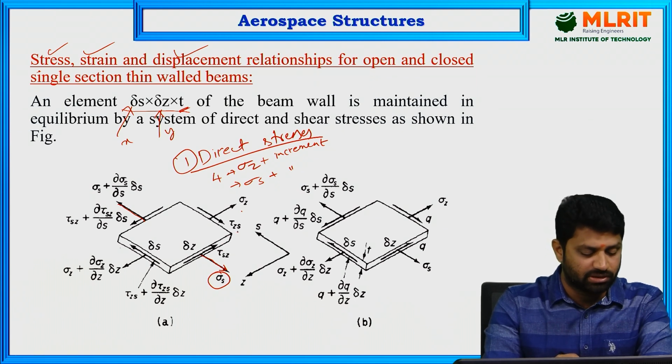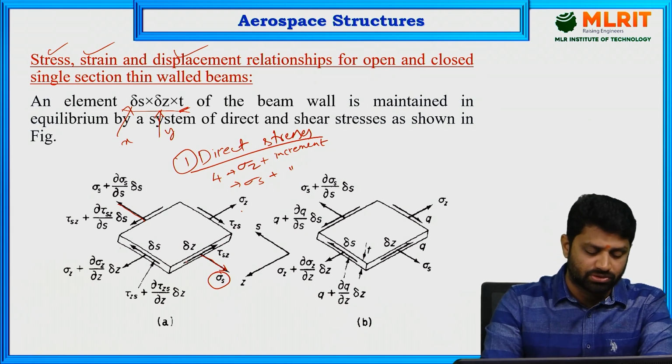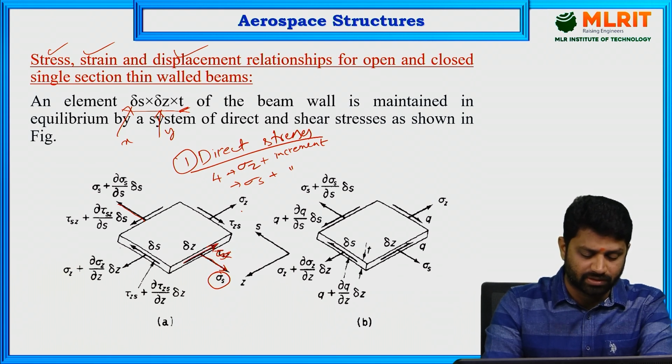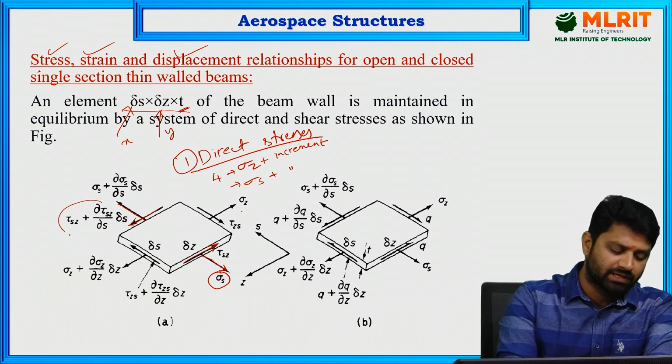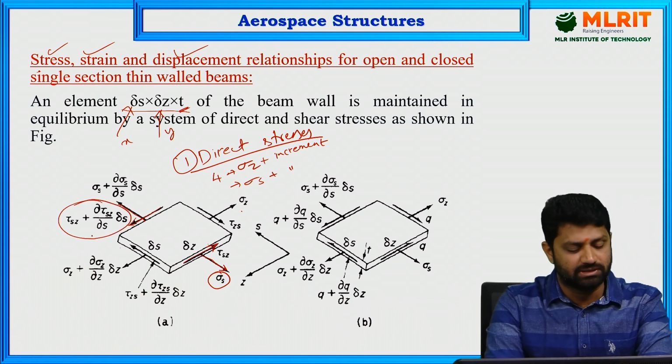Now let's try to represent the shear also. The shear stress here is tau Sz. If you assume shear stress tau Sz in this direction, then on the edge opposite to it, it will be in the opposite direction, and the increment is given here, tau Sz plus dou tau Sz by dou S into delta S.